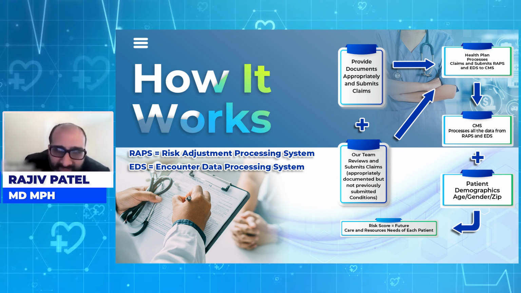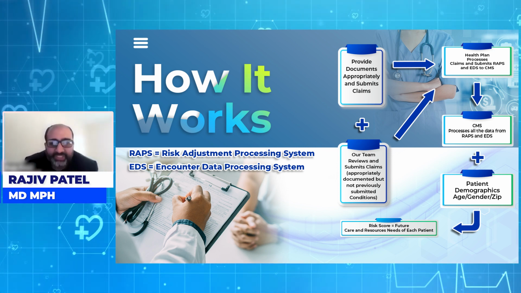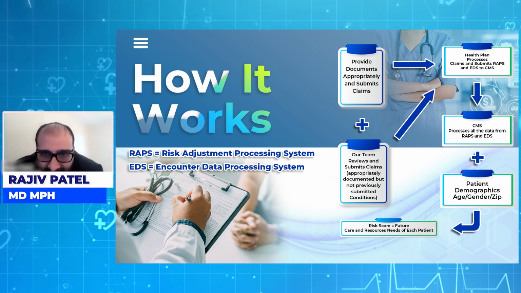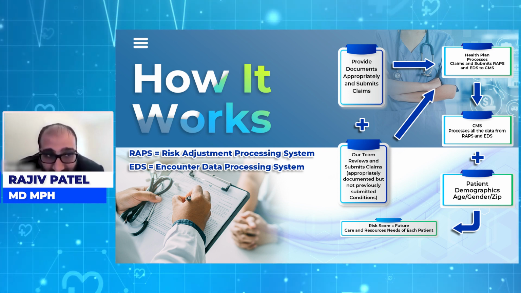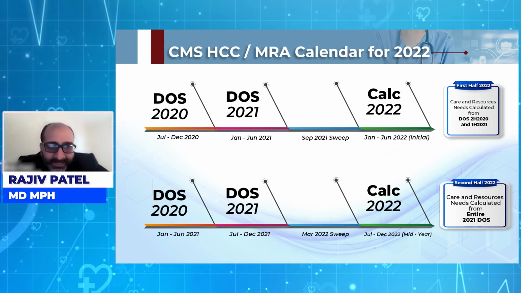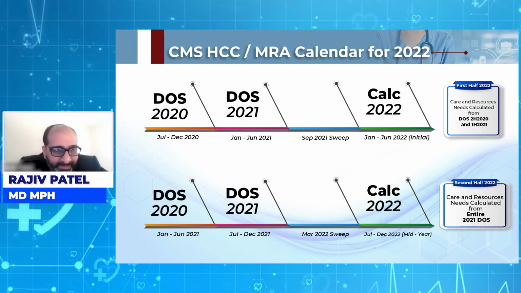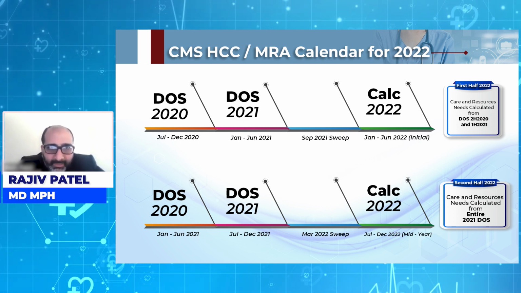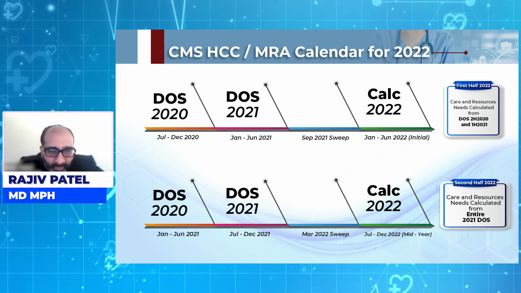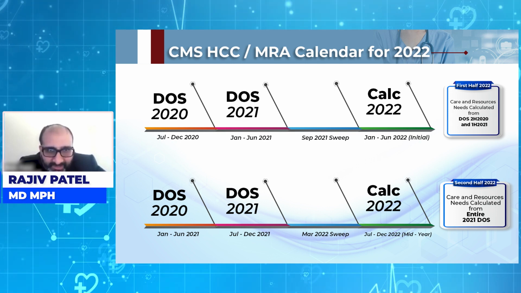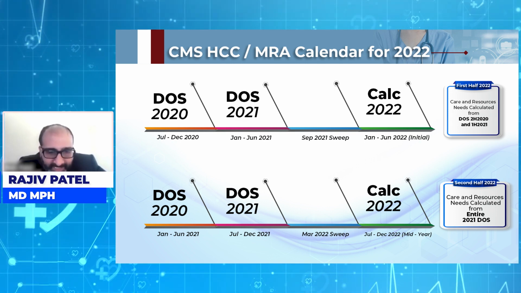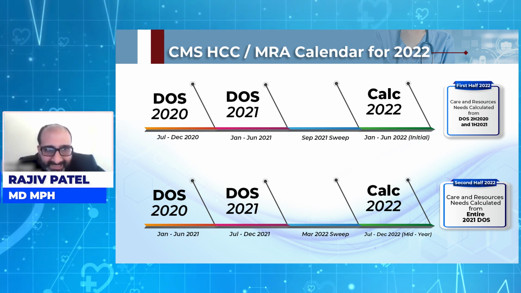And that will lead to a risk score, which is one point something, and that tells you the future care and resource needs of each patient, which equals a dollar amount. So this process takes place throughout the year. But one thing to understand is when it comes to the calculation or the MRA calendar, the risk score that you get for your patients from your health plan partners today is work that was done 12 to 18 months ago.